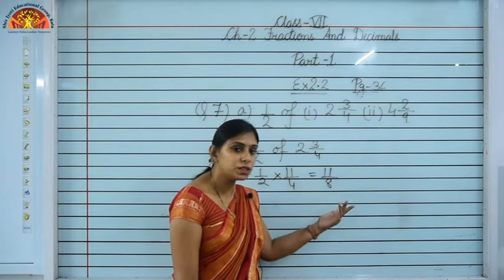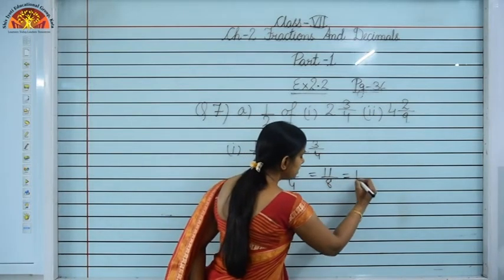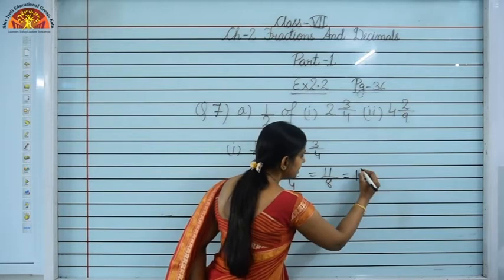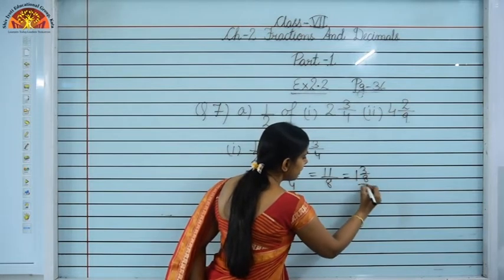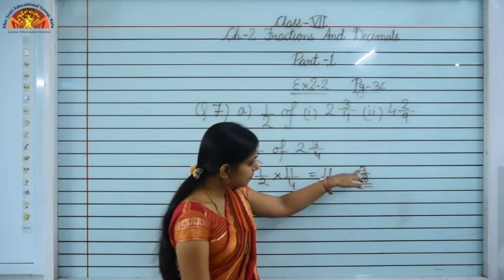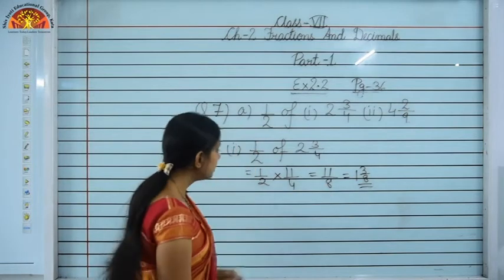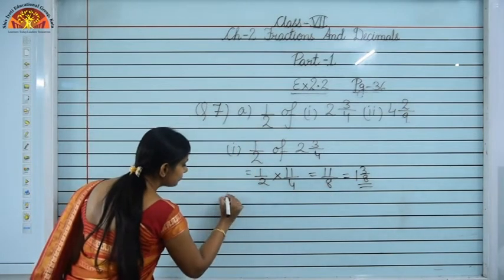So you have to convert it into a mixed fraction. So 8 1s are 8, 11 minus 8 is 3. So 1 3 by 8 is your answer. You can just verify, 8 1s are 8, 8 plus 3 is 11. So answer is 11 upon 8. Got it children? Now just see the second part of this.